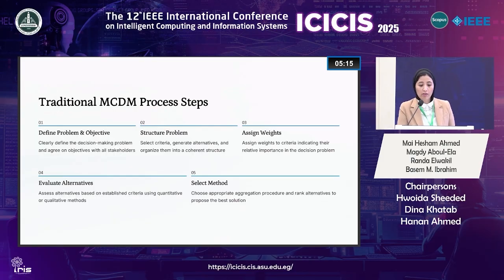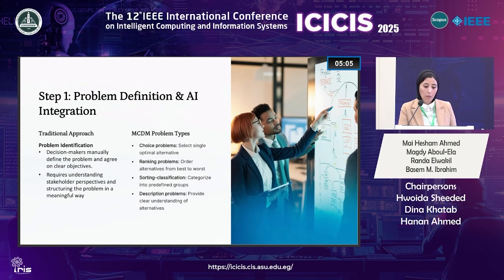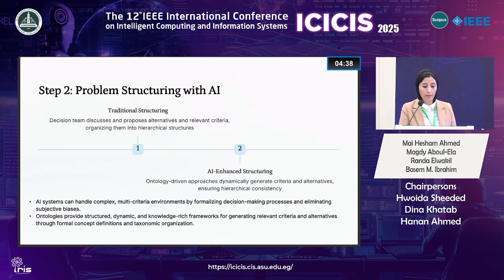Okay, these are the traditional multi-criteria decision-making steps. First, define the problem and the objective, then structure the problem, assign weights, evaluate alternatives, and select methods. We are going to talk about each one separately. In step 1, problem definition, decision makers have to define clearly what the problem is and what its desired objective is. They decide whether it's a choice problem, ranking problem, sorting, classification, or description problem.